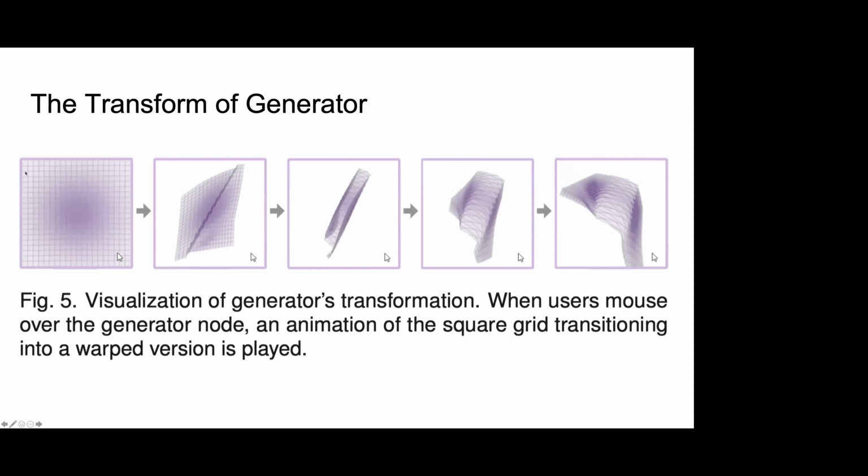So after the generator, it should be the output shape of the generator. It's the mapping of the generator.